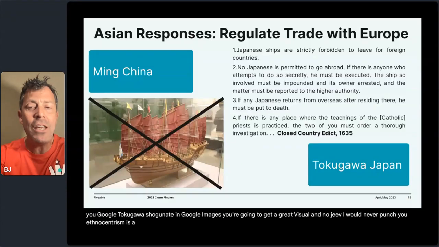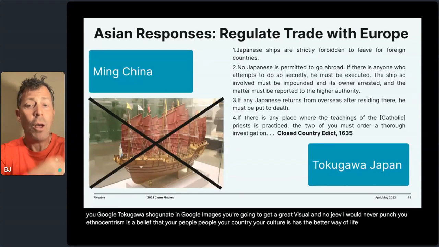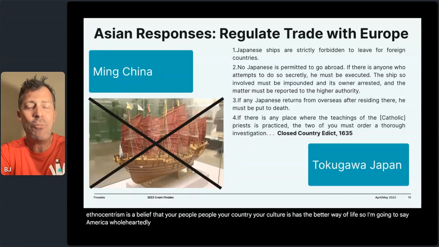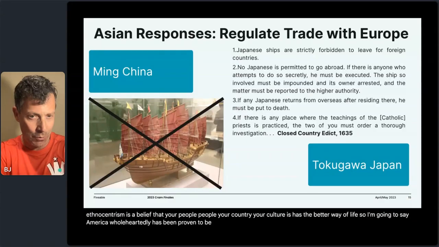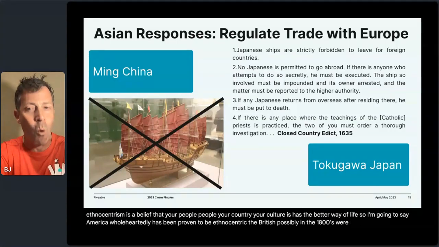Ethnocentrism is a belief that your people, your country, your culture has the better way of life. So I'm going to say America wholeheartedly has been proven to be ethnocentric. The British possibly in the 1800s were even more than that.